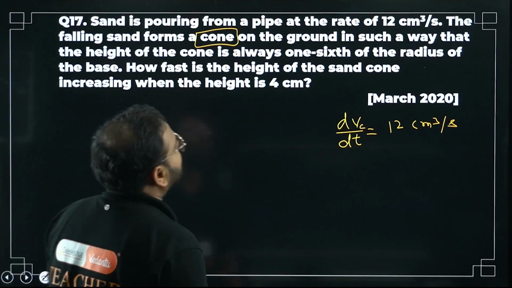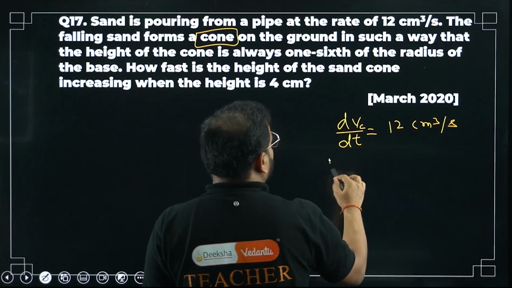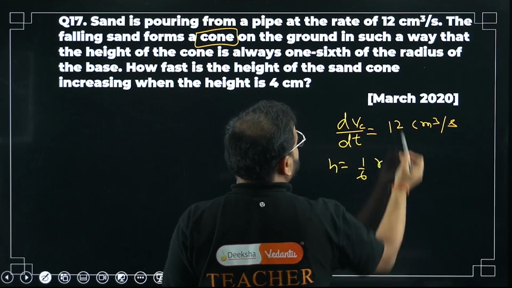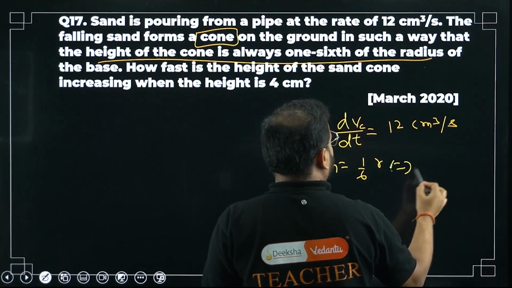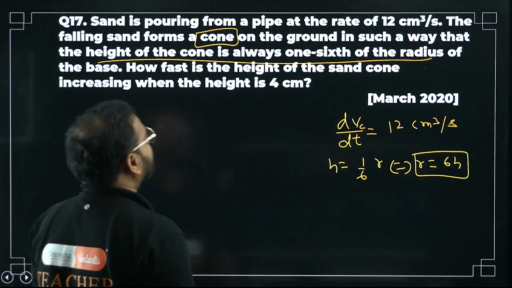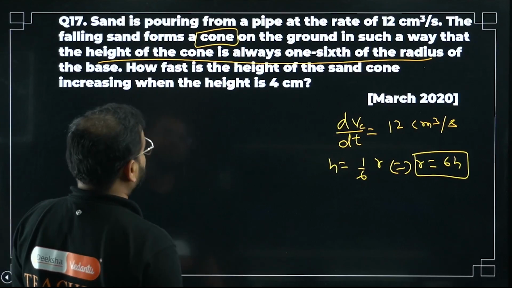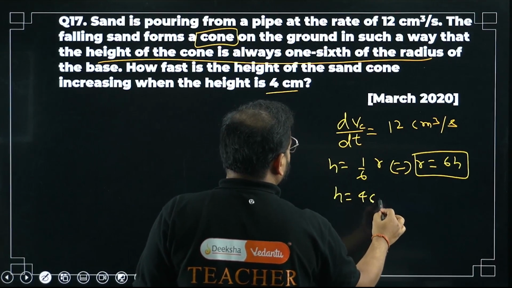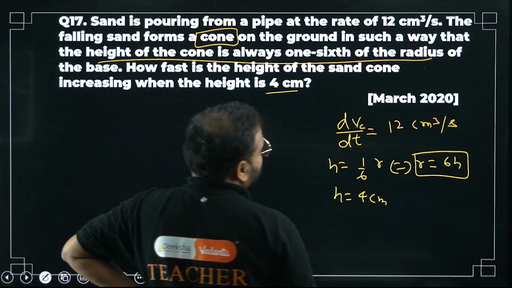On the ground in such a way that the height of the cone is always 1/6 of the radius. It means the radius is 6 times the height. How fast is the height of the sand cone increasing when the height is 4 centimeters? So when h is 4 centimeter, look for the rate of change in height.